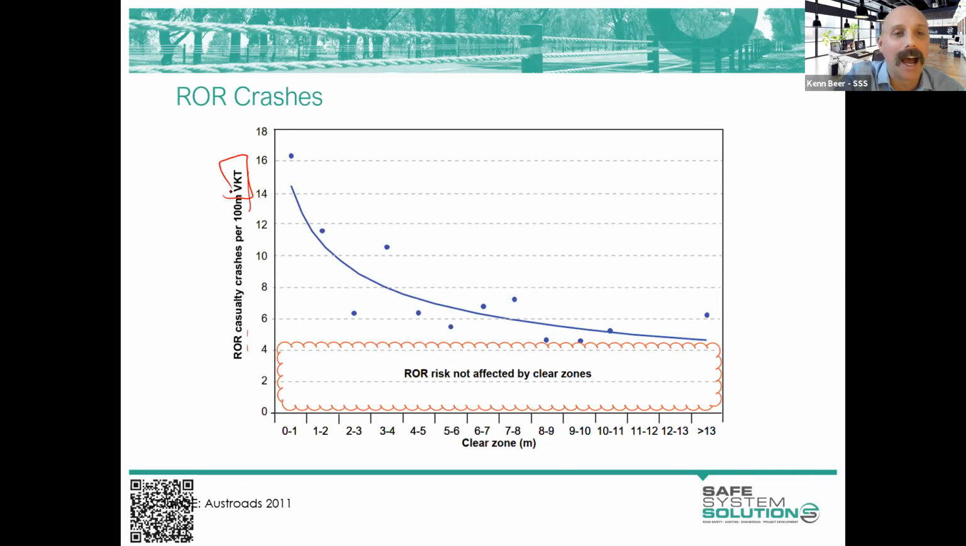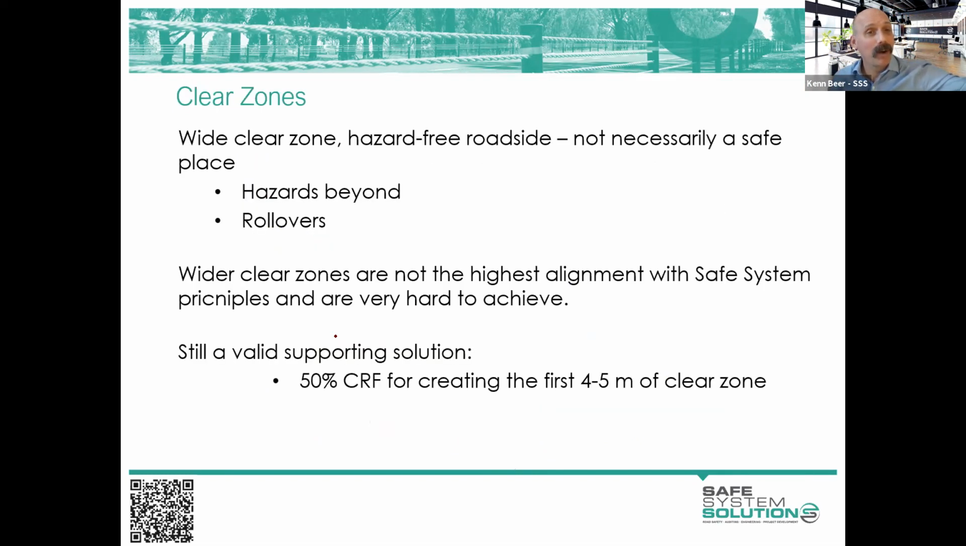You can see there that as you clear these areas and create this clear zone, we see that they drop significantly, and then they asymptote out around the 4.5 casualty crashes per 100 million vehicle kilometres travelled. So that tells us something immediately. We've got a residual trauma, even though we're clearing and clearing and clearing. And what I want to say here is that the idea of a clear zone as such is not necessarily a safe place to be.